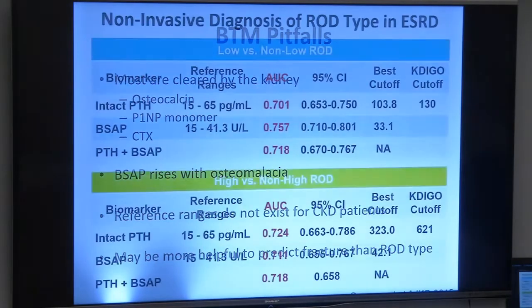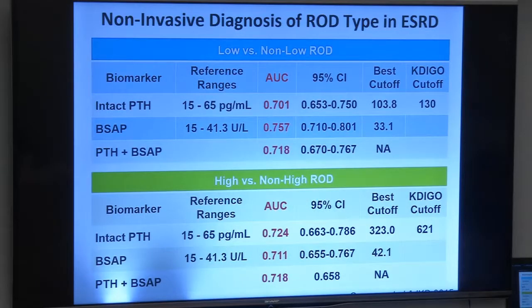So the main thing with the BTMs is, what do you do with them? And KDIGO recommends that we use parathyroid hormone and bone alk phos as our main markers of bone turnover. Okay, and there are better data in ESRD patients from which these data come from than in pre-dialysis patients. But in the pre-dialysis data sets, the data looks very similar to this. So I'm just going to talk about the dialysis cohorts.